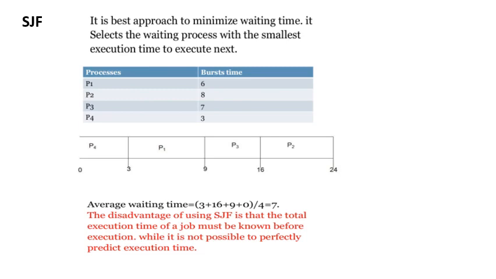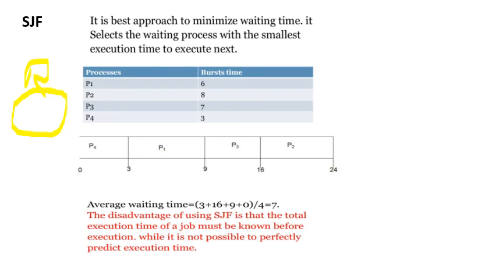So how will SJF select? It will select the shortest job first. All the processes are waiting in the ready queue, P1, 2, 3 up to 4, so it will check the shortest job first. What is the meaning of shortest job? The job is nothing but the burst time.